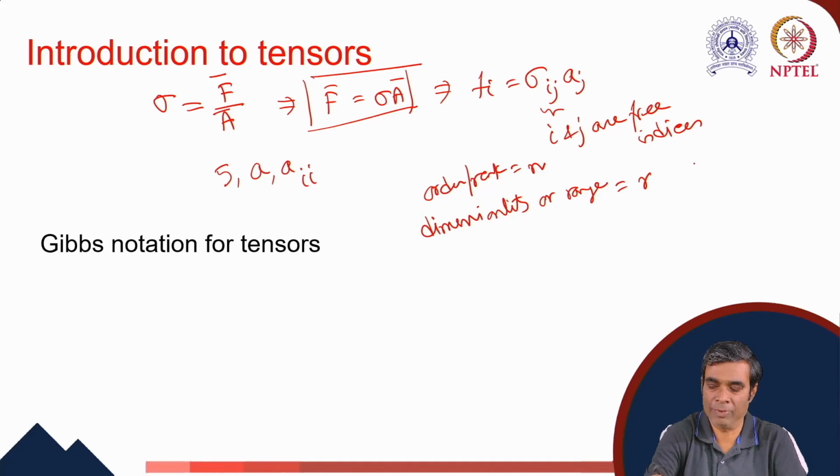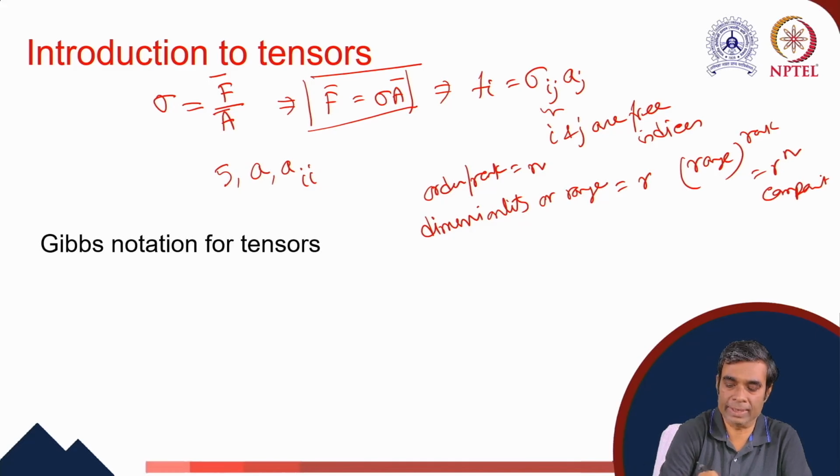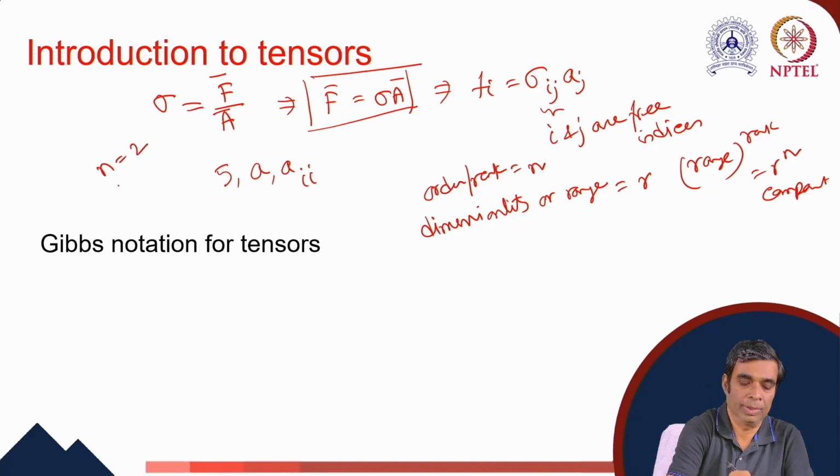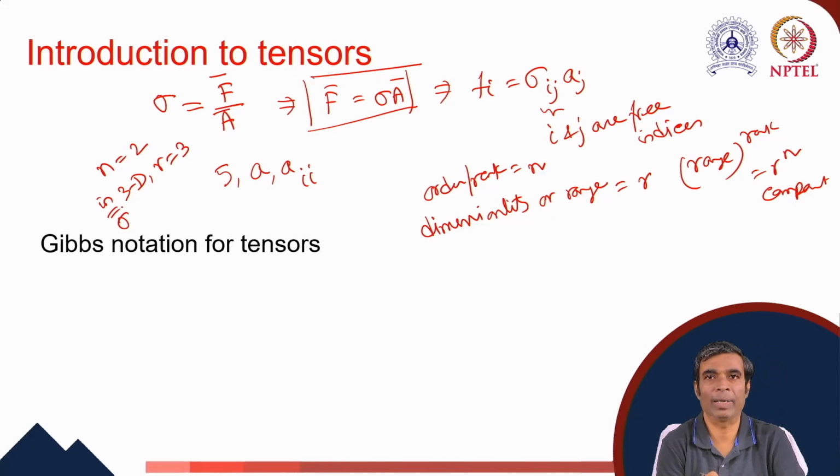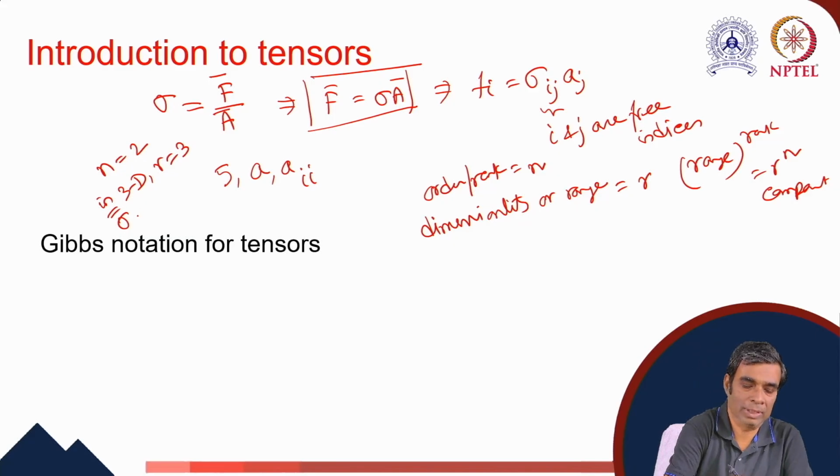Then the tensor will have rank to the power n, that is r to the power n components. So if we go for the stress tensor, the rank n is 2. If we go for 3D, r is 3. So sigma ij or sigma double bar represents two indices, two directions for every component. So sigma double bar will have 3 to the power 2, or 9 components in 3 dimensions.